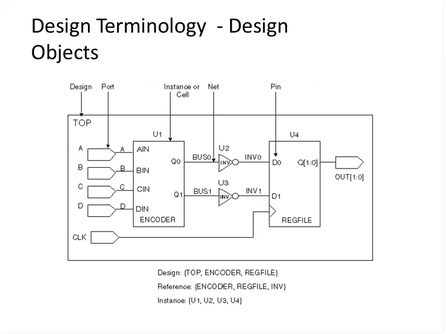Please be very clear about the difference between ports and pins. When we say something is a port, we mean it's either an input or an output at the top level. A pin is usually associated with something which is inside the top level, not at the boundary. Here there are two sub-designs, which we can also call references, encoder and edge file. U1 is an instance of encoder, U4 is an instance of edge file, U2 is an instance of IMB, and U3 again is an instance of IMB. So the designs are top, encoder and edge file. Please note, we are not calling an inverter a design. Why? Because by design we mean either a combination of cells or an RTL design.